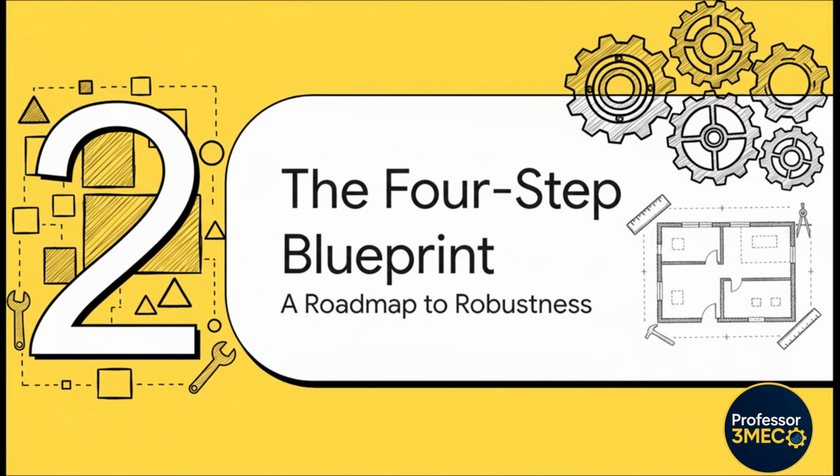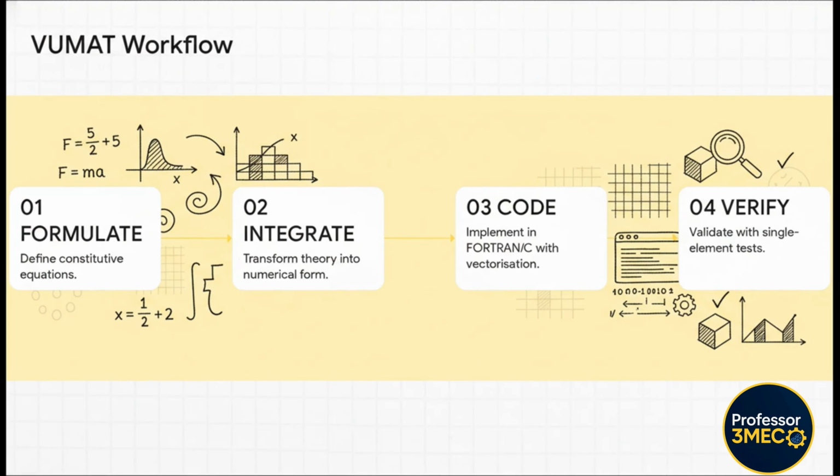Now, building a good VUMAT isn't some kind of black magic. It's a structured engineering process, and we can break that process down into a really clear, repeatable blueprint. And here it is. This 4-step workflow is the absolute foundation. First, you formulate the physics. Then, you integrate those equations into something a computer can handle. Third, you code the model for performance. And fourth, and you can't skip this, you verify it. Seriously, try to skip a step and you are in for a world of pain.